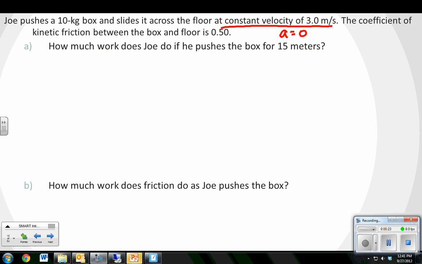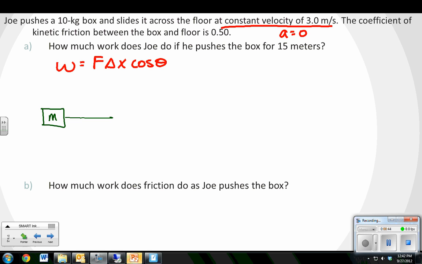Coefficient of kinetic friction between the box and the floor is 0.5. How much work? Work equals force, displacement, cosine of the angle. What is the force that he has to apply? If you don't know straight away, free body diagram.